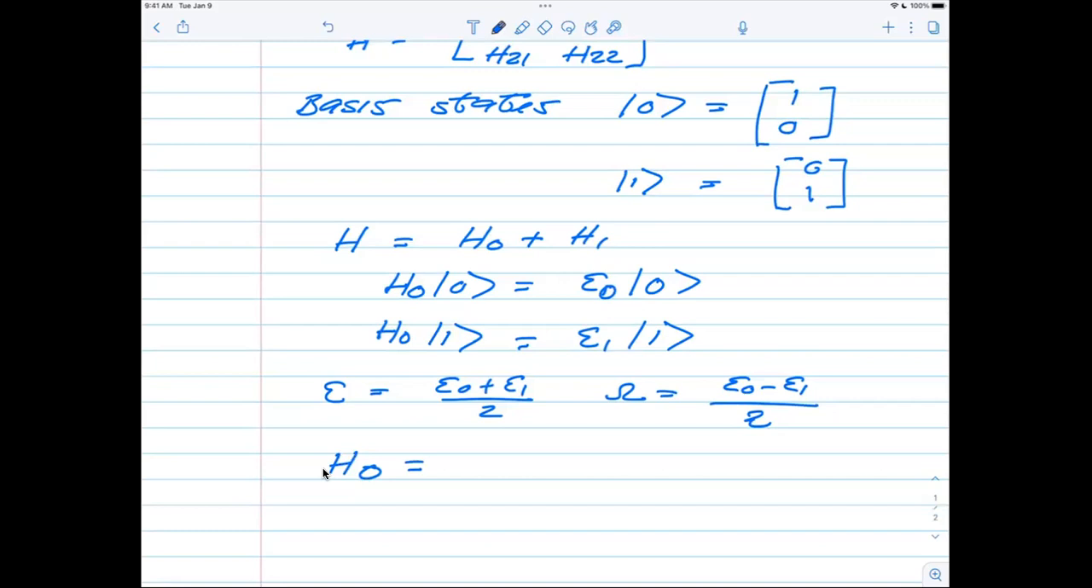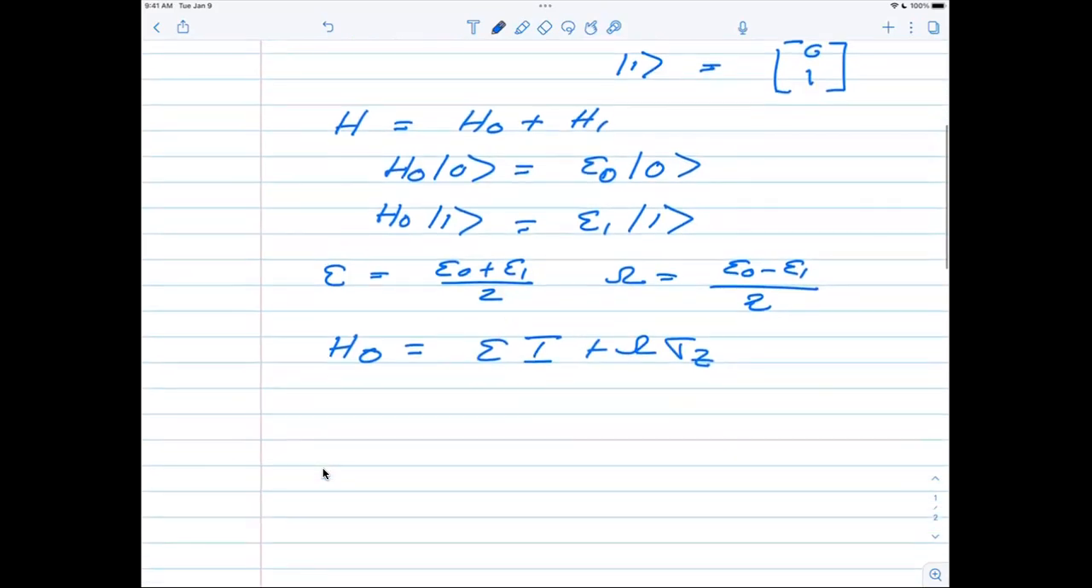So H0, I'm going to rewrite it in terms of epsilon times I, which represents the specific matrix elements, plus an omega times a sigma z matrix. And from now on, I'm going to use the notation that sigma z is given by the uppercase letter Z. I define a sigma y, which is given by the uppercase letter Y, and similarly a sigma x, which I write as X.